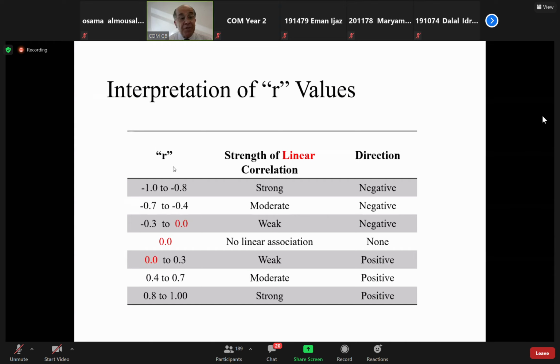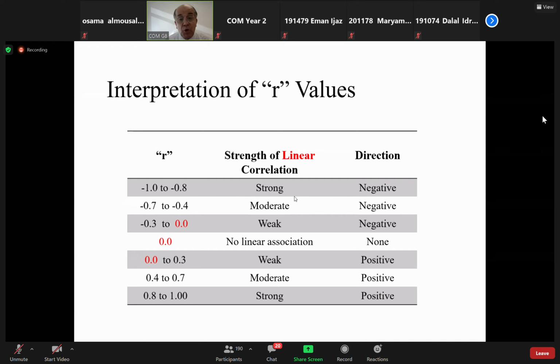Now, how do I quantify the strength? Remember, what are the limits of r? -1 to +1. So if it is -1 to -0.8, it's negative, but it is strong.